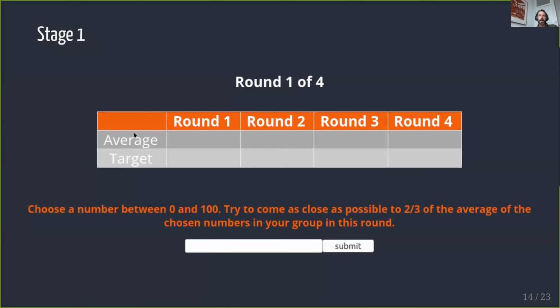So here's what it looked like. It's quite simple. It's not the most beautiful game, but here is someone asked to provide a number. So the idea is to get to 2/3 of the average of everyone's numbers.